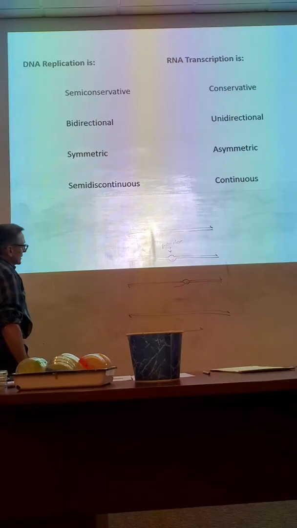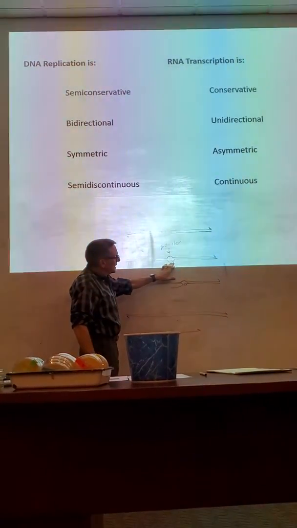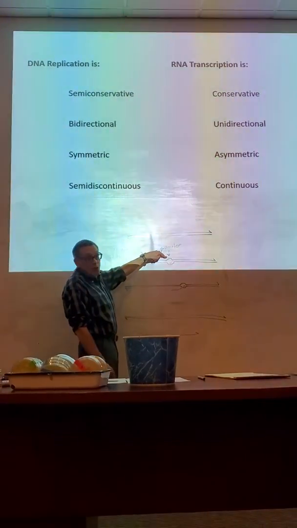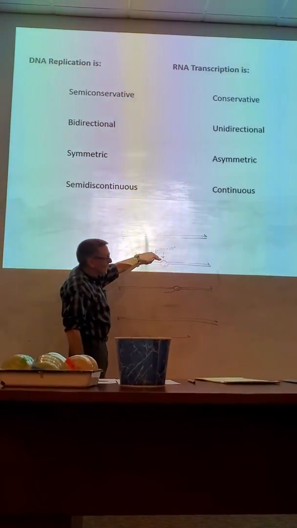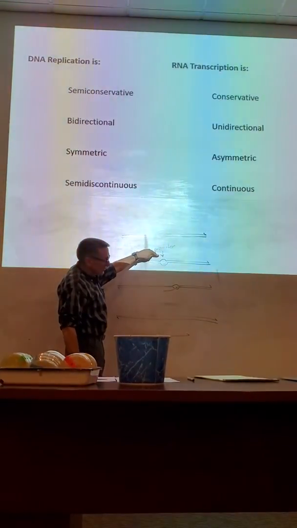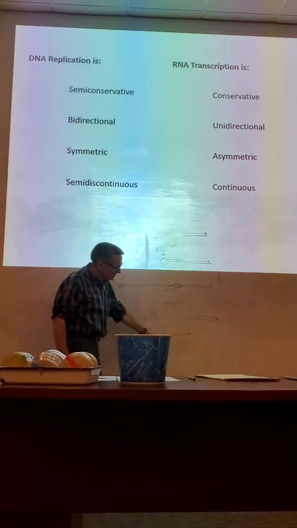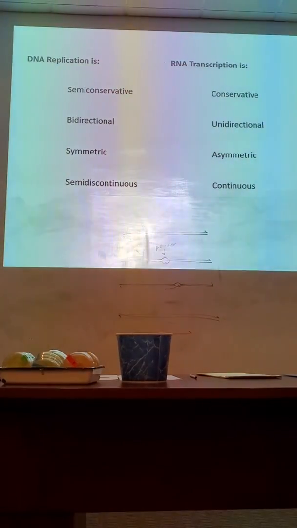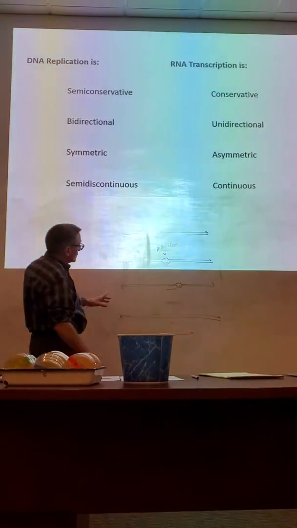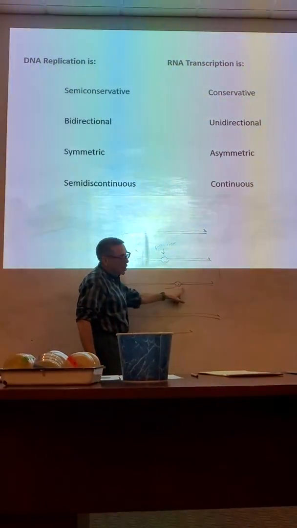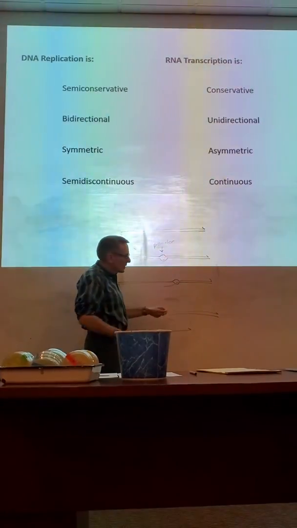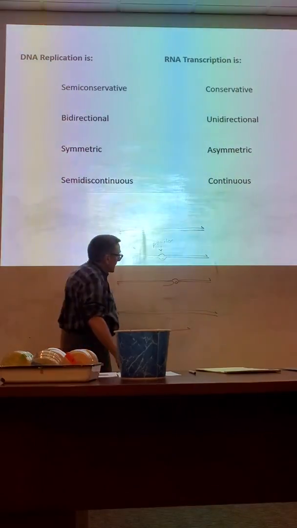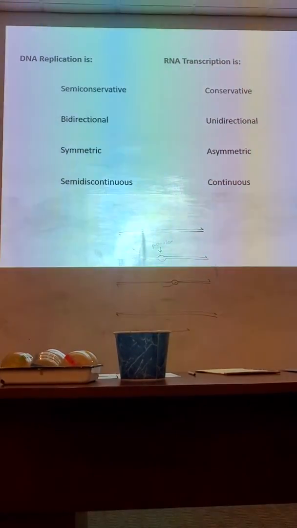It's asymmetric. We have made a copy of this template strand and we have completely ignored the other strand, which is called the coding strand, but it's the one that we've completely ignored. It's called the coding strand because it's exactly the same sequence and polarity as the transcript. It's a continuous process. Once we start transcribing, we just go. We don't back up and start again and back up and start again. We start and we finish. That's different from replication as well.